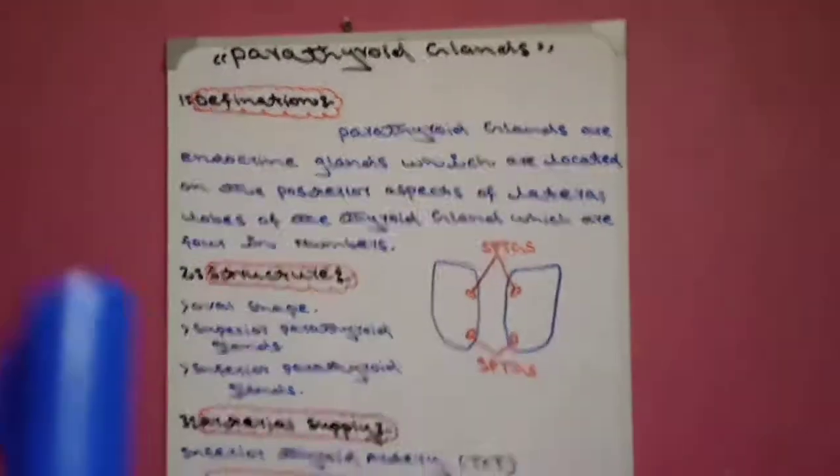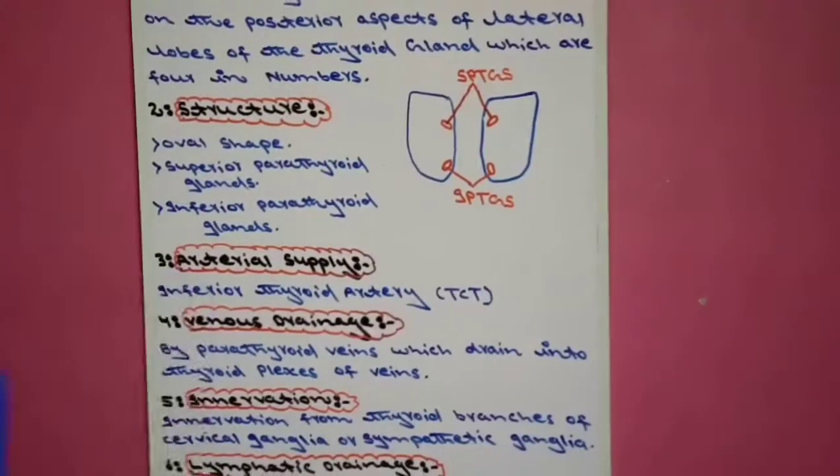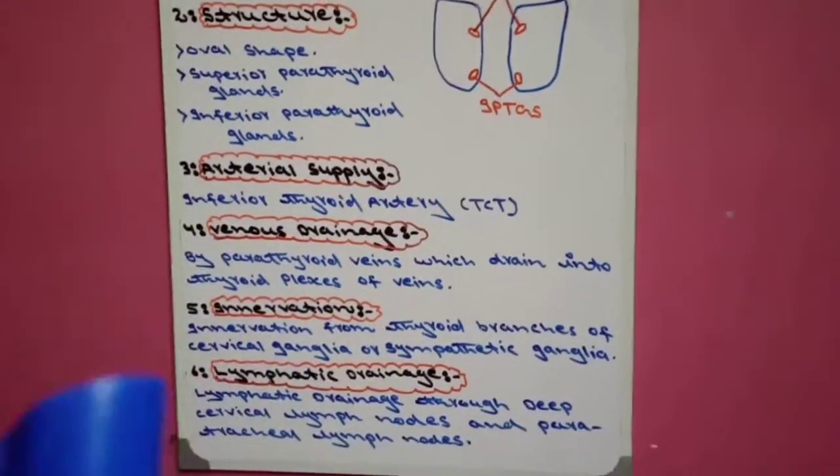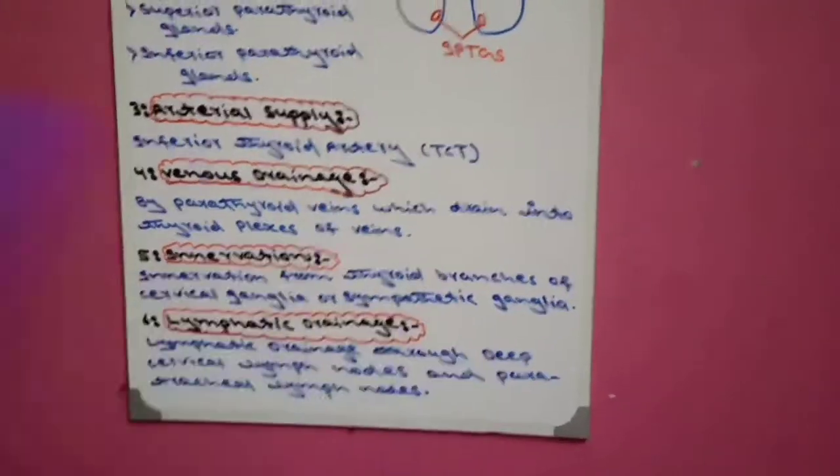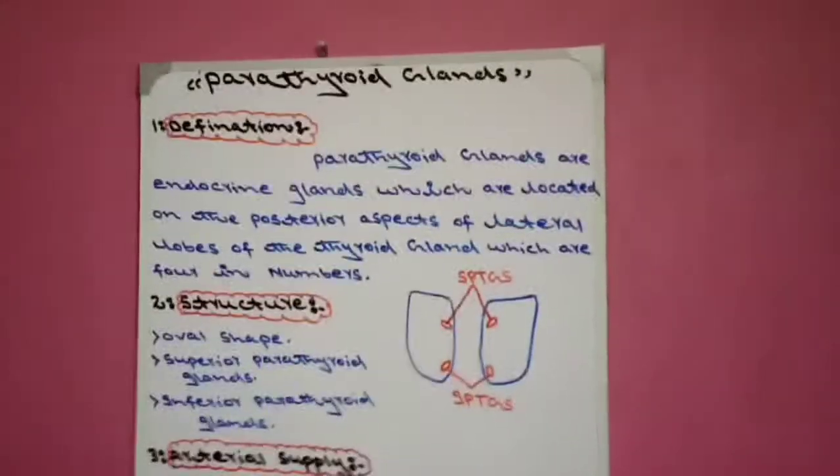Now today we studied the parathyroid glands: definition, diagram, structure, arterial supply, venous drainage, innervation, lymphatic drainage. Now today our topic is complete.